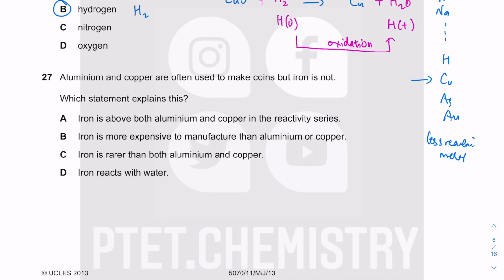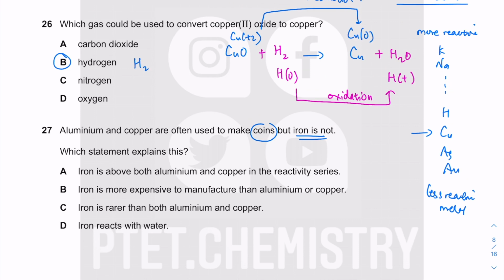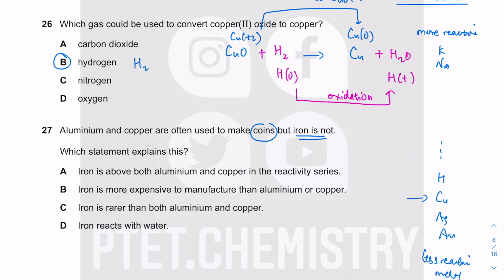27, so you have aluminium and copper used to make coins, but iron is not. So what's the reason for it? Well, is iron above aluminium and copper? Let's have a look. So I have the series here, but it's not that complete. So if I try and complete it right now, is it potassium, sodium, calcium, magnesium, aluminium, zinc, what else? Iron, lead, and then etc.